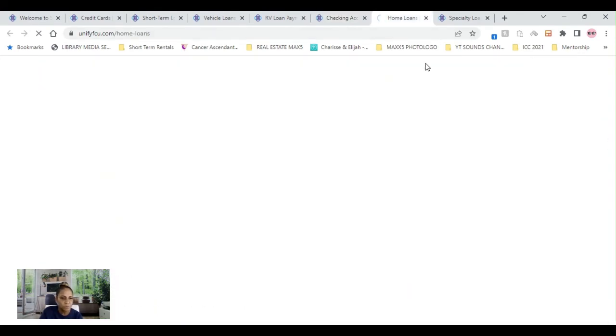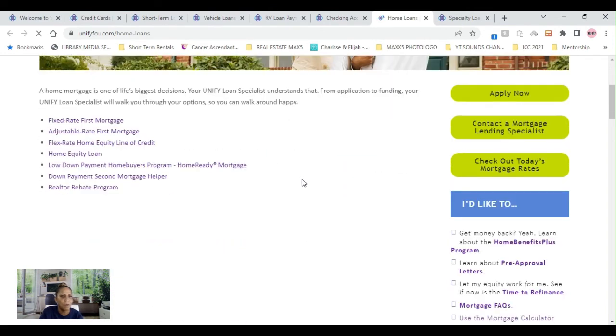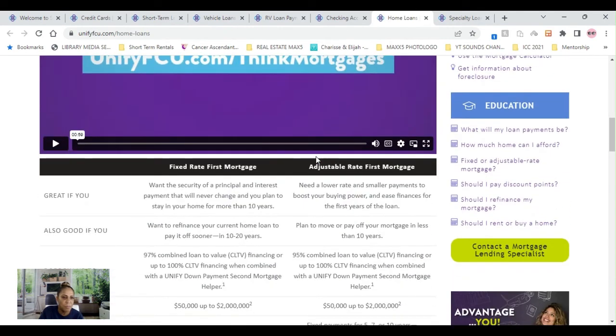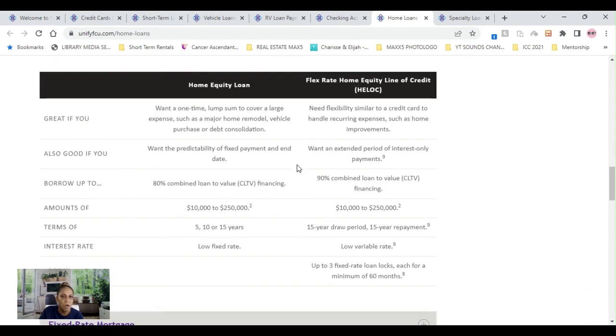They also offer home loans. Their home loans are more of, I believe they're HELOCs. Let's see. They offer first rate mortgages. And stuff like that, but they definitely offer a home equity loan, low down payment, home buyers program. I mean, you name it, they pretty much have it. If you're looking for a loan, this is the place to go. Home equity, they offer HELOCs up to $250,000, 15-year draw period.